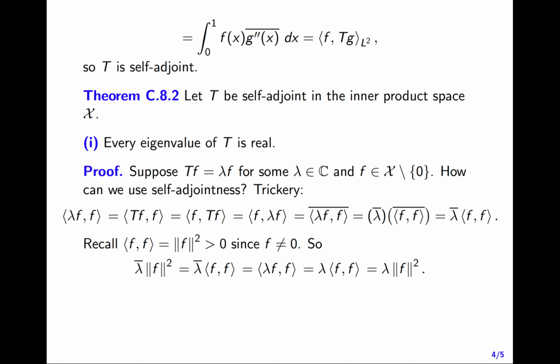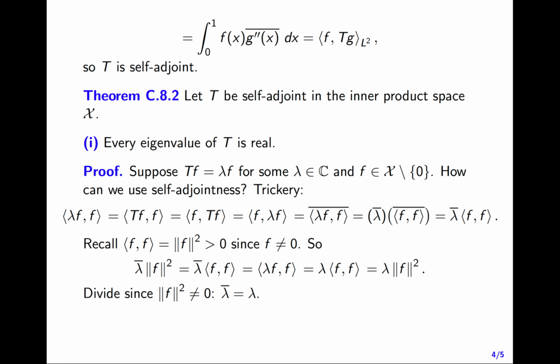So what do I get out of this chain of equalities? Lambda bar times norm of F squared equals lambda times norm of F squared. And then I can divide, since norm of F squared is non-zero, to get lambda bar equals lambda. And so if I have a complex number lambda, and its conjugate lambda bar is equal to the original lambda, that lambda must be real. And so I've shown that every eigenvalue of T is indeed real.